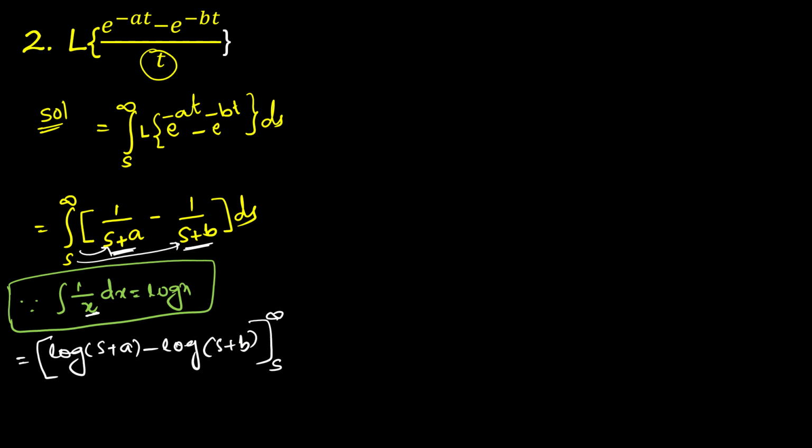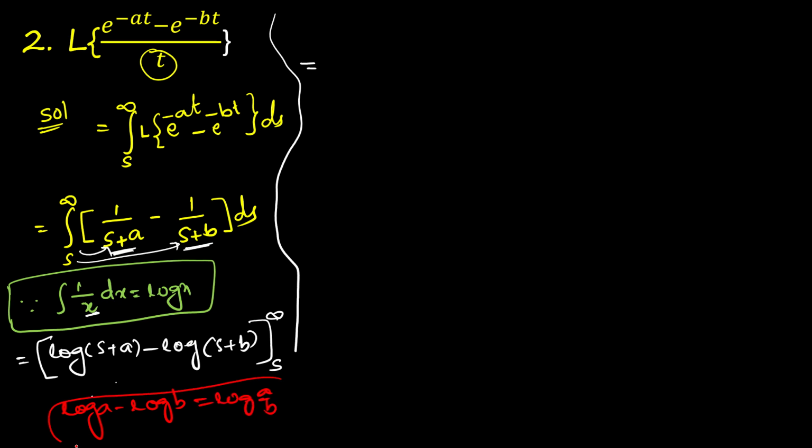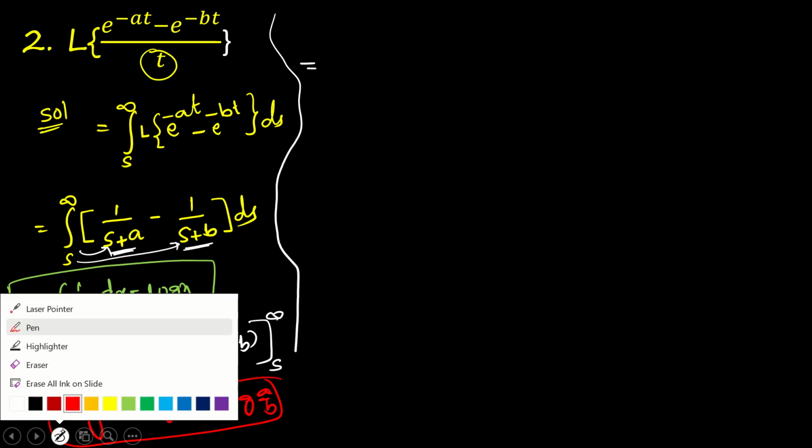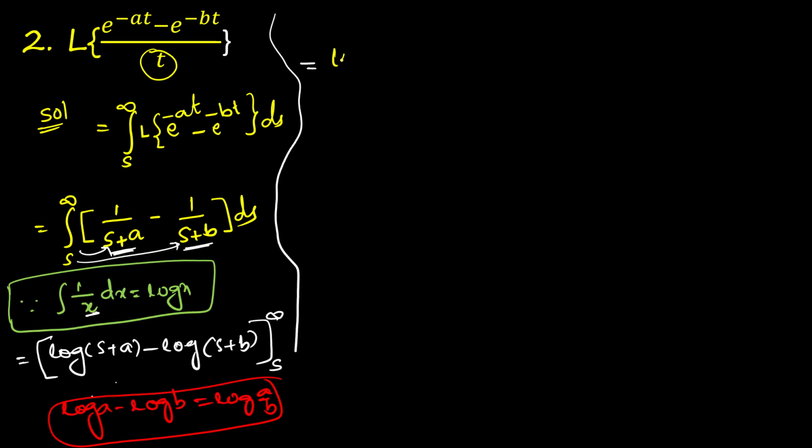So if I apply the limit directly, log infinity is undefined, but this integral should exist. To make it exist, it is in the form log a minus log b, which is equal to log a by b. I am writing log of s plus a by s plus b, and apply upper limit minus lower limit.